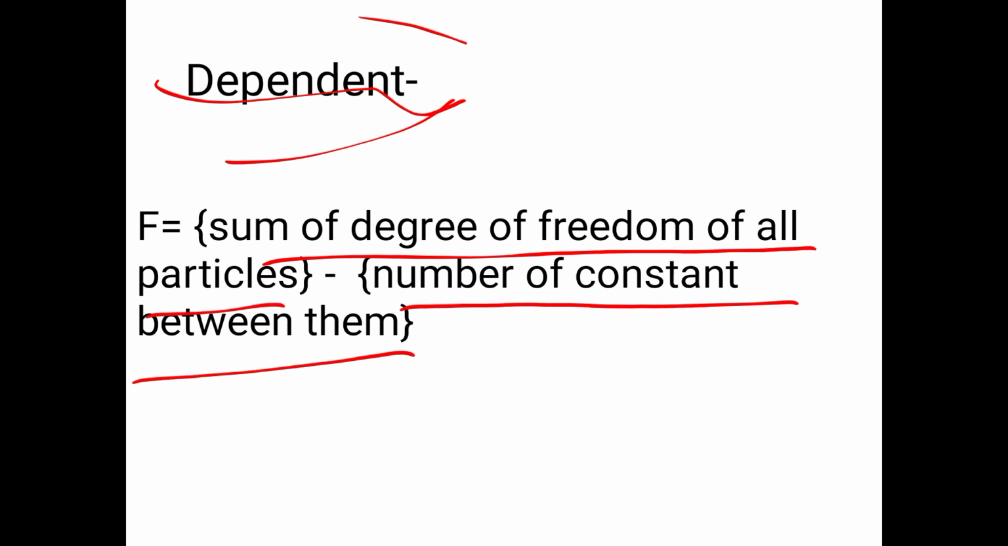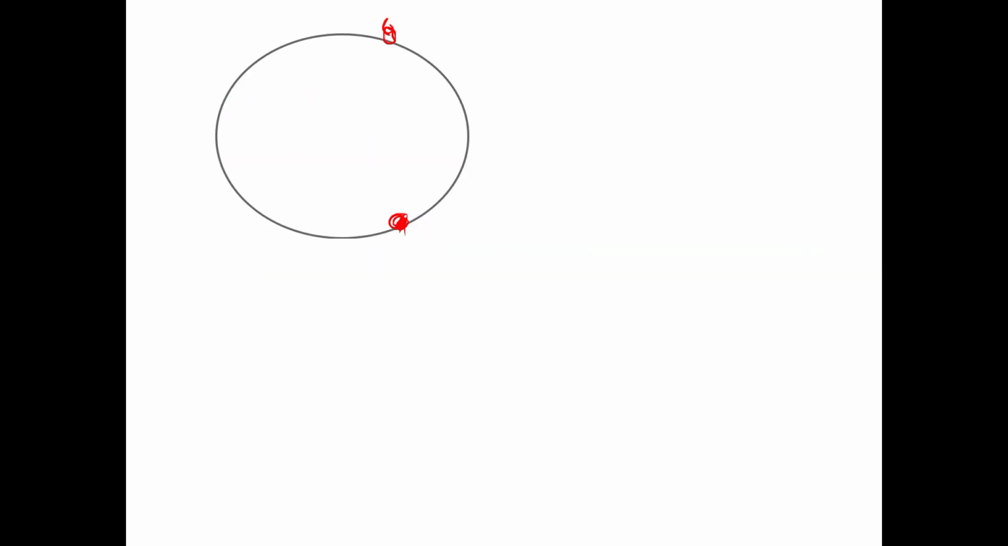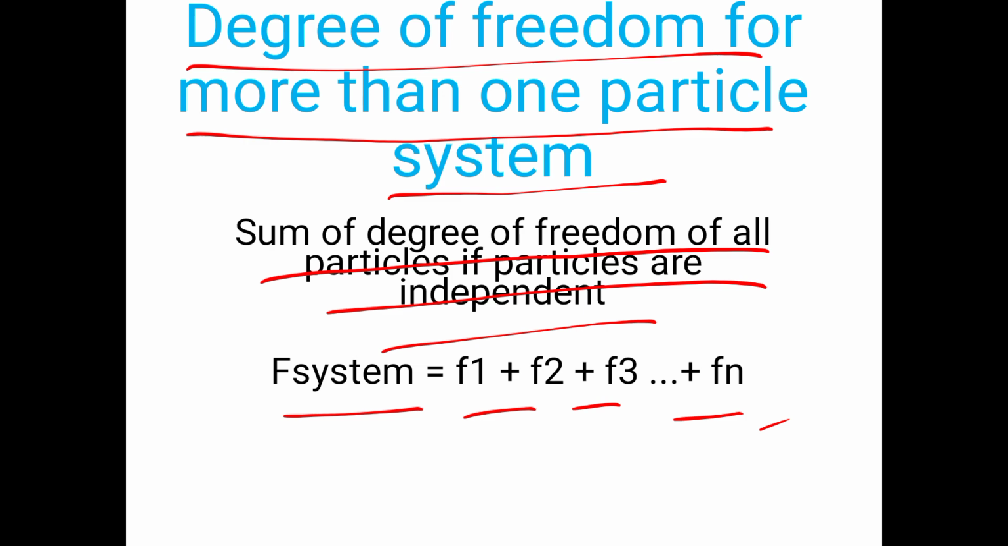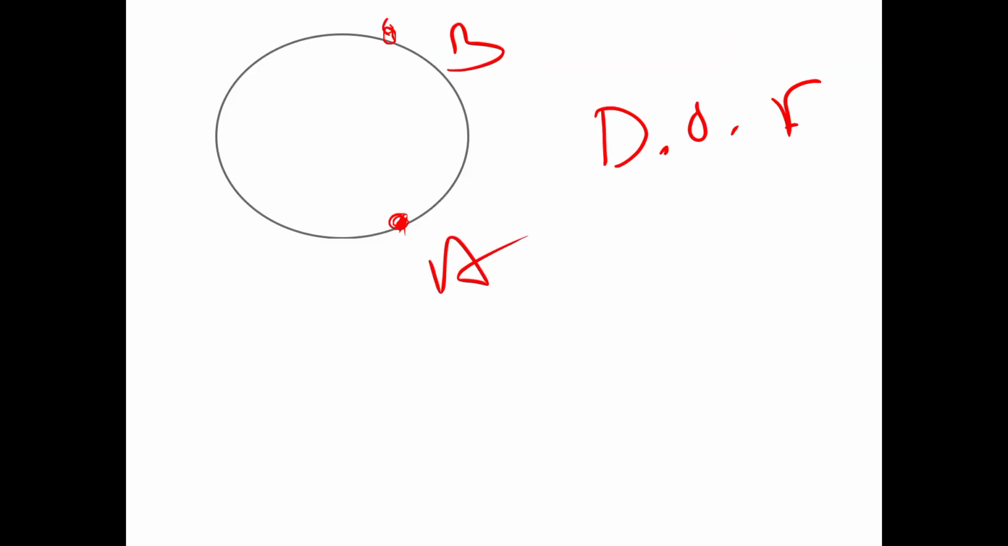Next, suppose this is a sphere and there are two particles A and B. We have to find the degree of freedom of the system. In the previous slide we have seen that the degree of freedom is the sum of all the degrees of freedom of all the particles. Here there are basically 3 particles, A, B and the sphere itself. First we have to calculate the degree of freedom of A, B and the sphere.